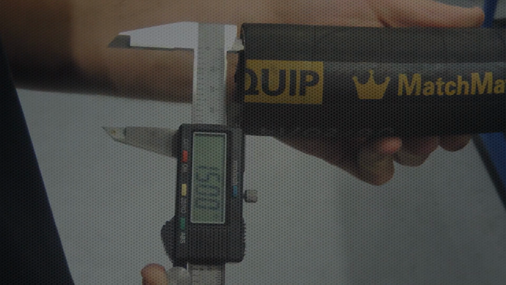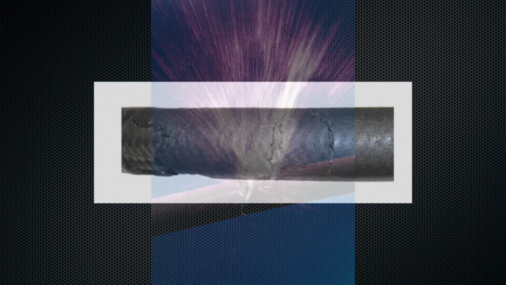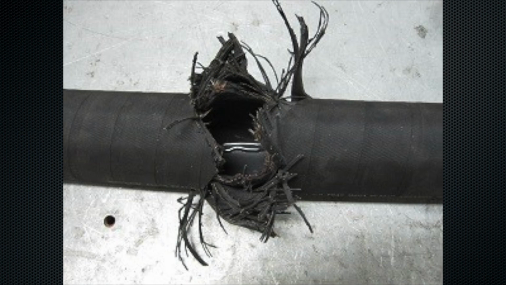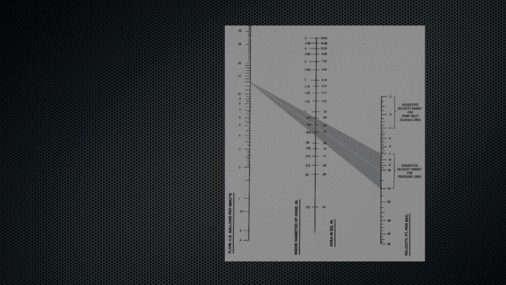The hose diameter must be suitable to minimize pressure loss and avoid damage to the hose due to heat generation or excessive turbulence. A flow capacity nomogram can be utilized to properly size a hose for a new application. A nomogram indicates recommended fluid velocities for both suction and pressure hoses.